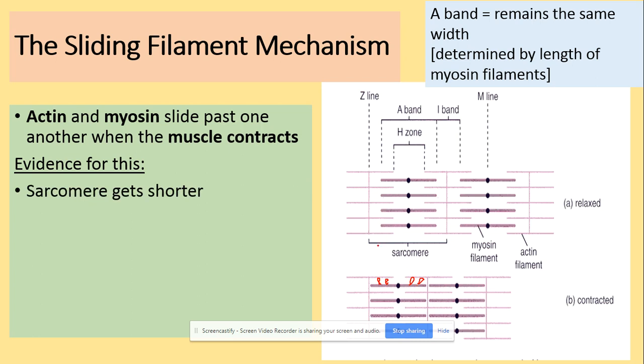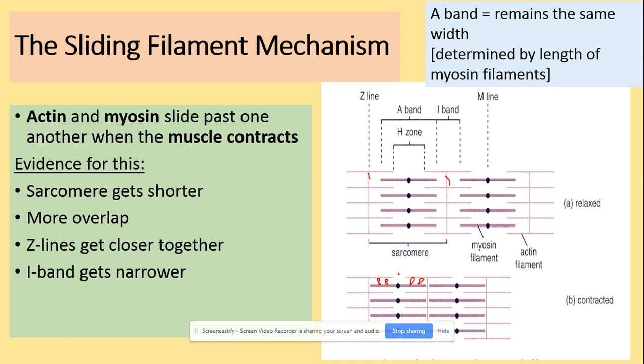The sarcomere gets shorter. That's the sarcomere when a muscle was relaxing. That's when it contracts. How is it possible? Because obviously we've got more overlap now between myosin and actin. The Z lines, those lines here, get closer together, as we can see. The I band gets narrower. The I band was the one where we could see only actin. The H zone gets narrower. The H zone was the one where we could see only myosin.